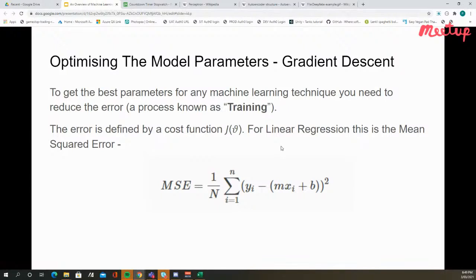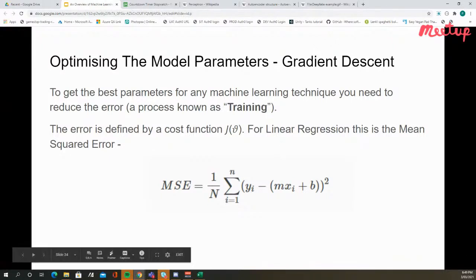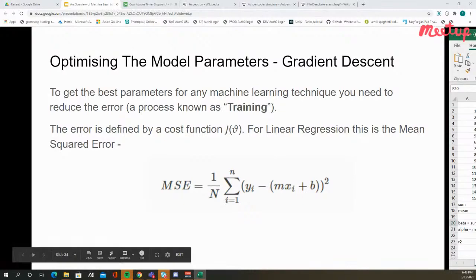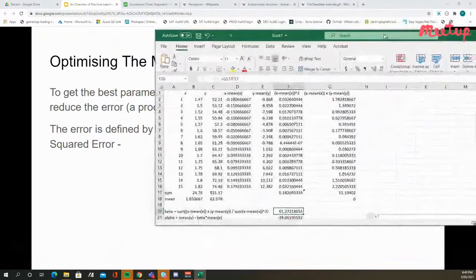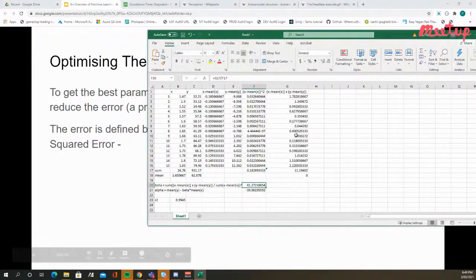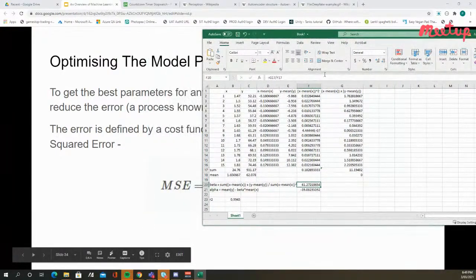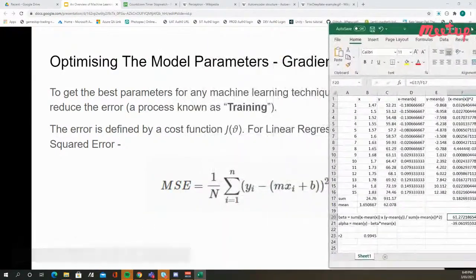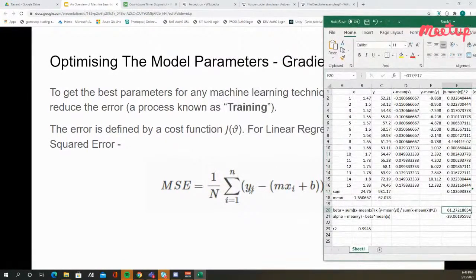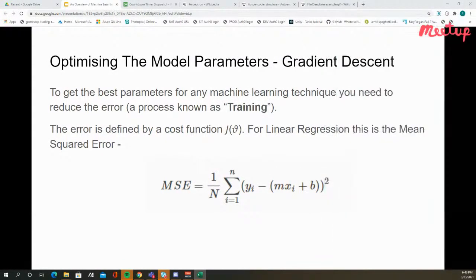Now, the error, you define it as a cost function. So for linear regression, you define it to be the mean squared error. So it's essentially the same as, let me just go back to my little spreadsheet. Essentially the same as the error value that we calculated before, but then you square it, and then you sum it all, and then you divide it by the number of points. So that's how you determine that. You do that for every point in your data set.